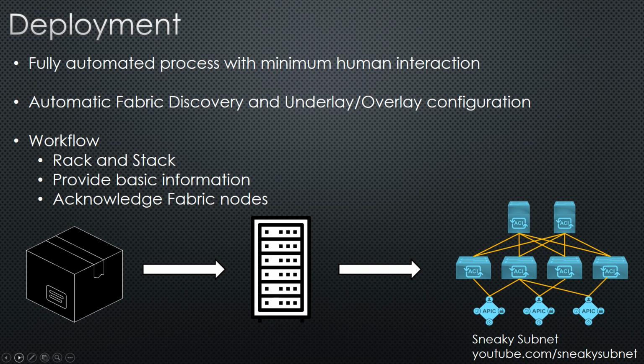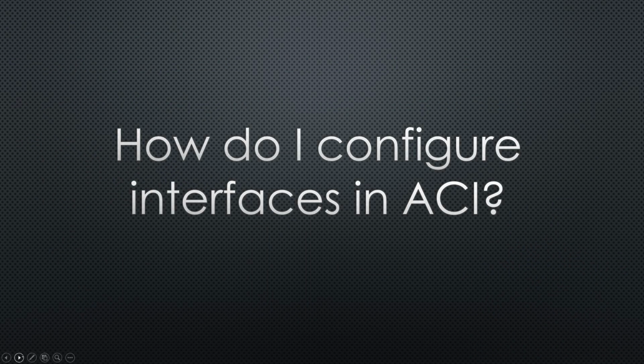Anyway, when you are finished with these very simple steps, you have a fully functional fabric up and running. Everything related to underlay network, which is transport network, and overlay network, which is network for actual endpoints traffic, is already configured and just waiting for endpoints to become connected to the fabric. So let's talk about configuring interfaces in ACI.